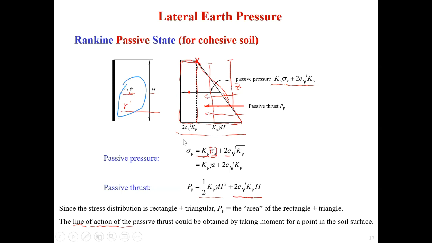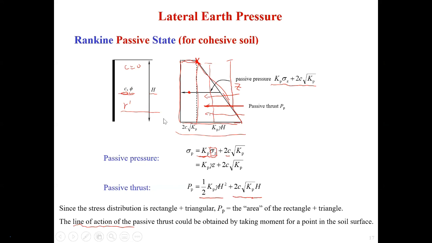Is C also given? Yes, C will be given. C is the cohesion of the soil. So normally for clay, C has a greater value. For sand or gravel, C is normally zero. So for sand, C is zero. For clay, it's a greater value, let's say 10 kPa or 20 kPa.